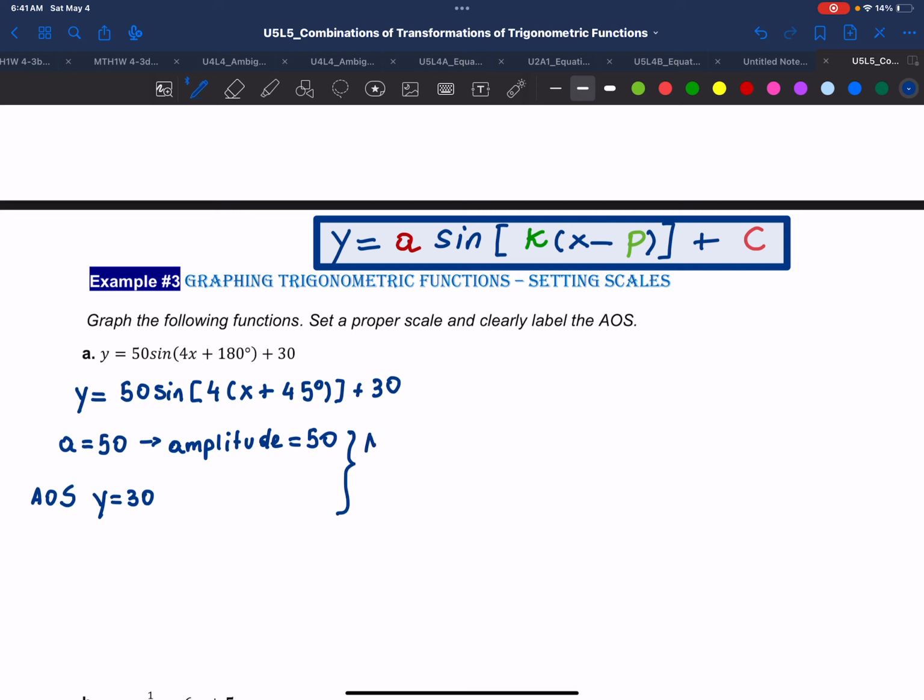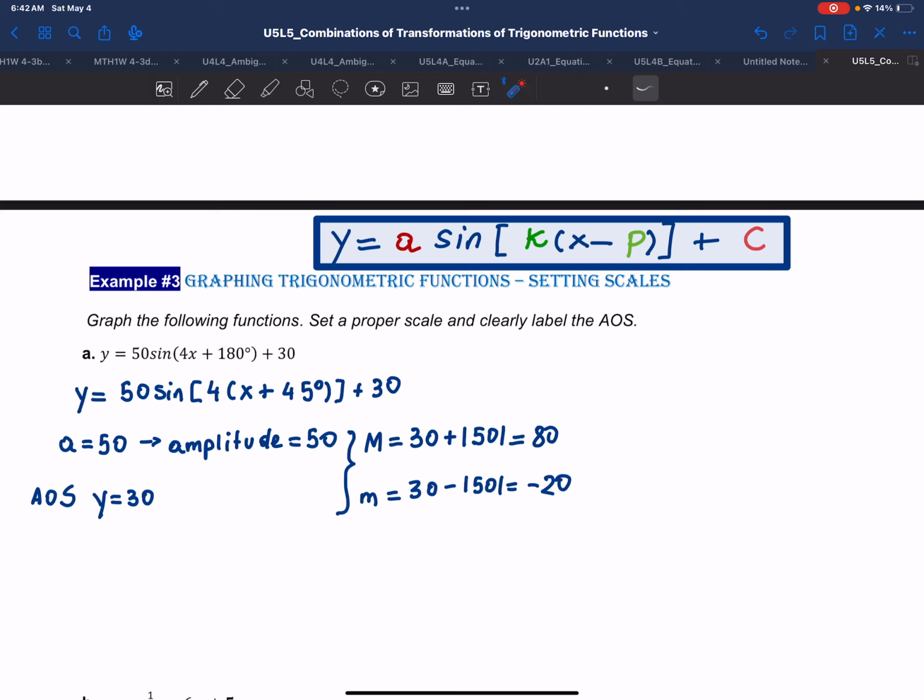Now remember that the maximum will be starting from the axis of symmetry, which is 30. Add the amplitude, which will be the absolute value of 50. In our case, it's a positive number. So the maximum value would be 80, whereas the minimum would be 30 minus the amplitude, 30 minus 50, which makes this equal to negative 20.